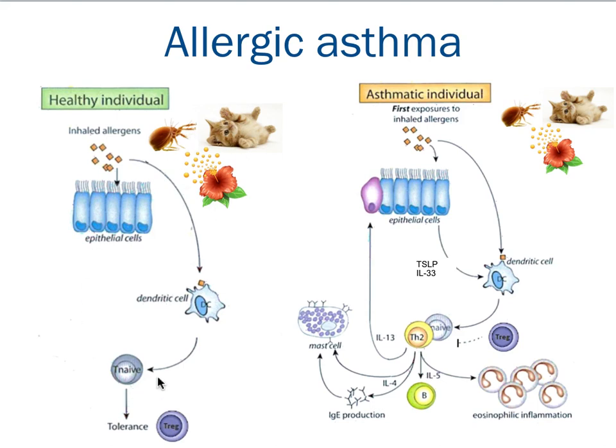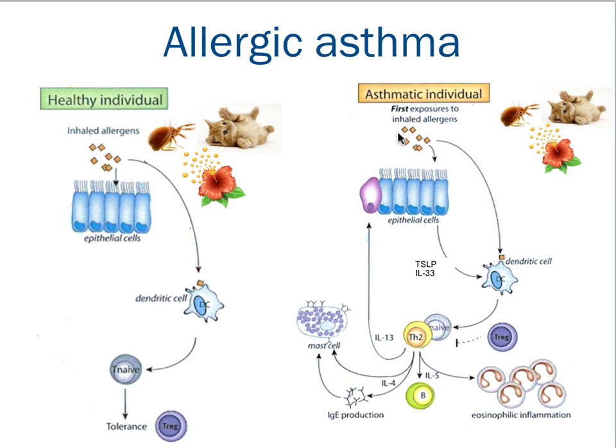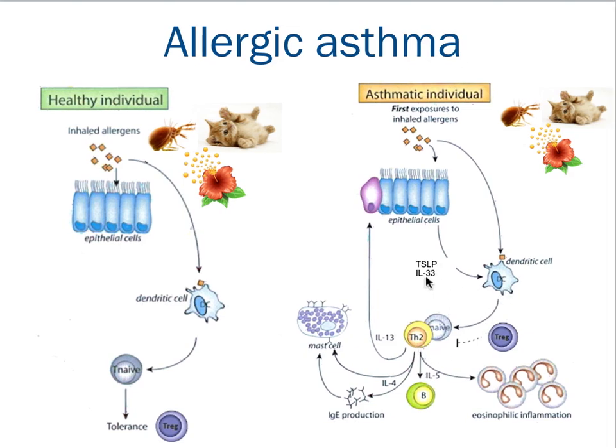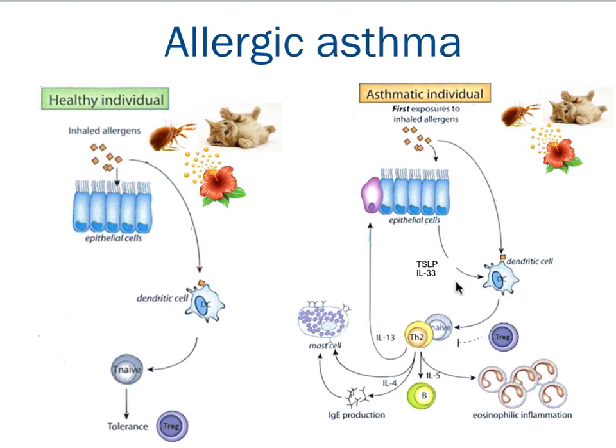So that's what happens in a healthy individual that is not at risk for the development of asthma, but in people that have the capability to develop asthma, because of genetics or early life exposures, the epithelial cells are not completely normal. They will see these allergens as dangerous, and they start producing cytokines that will tell the dendritic cell that it needs to get Th2 help. So these cytokines are TSLP and IL-33, for instance.